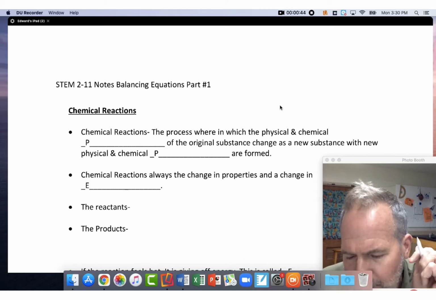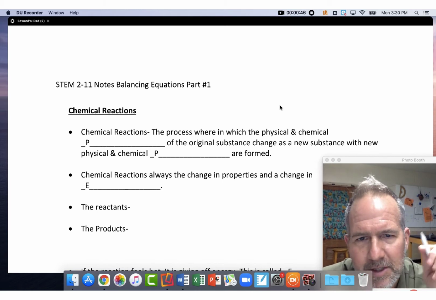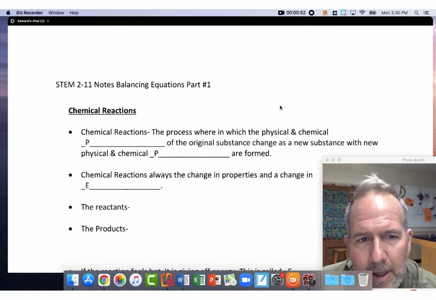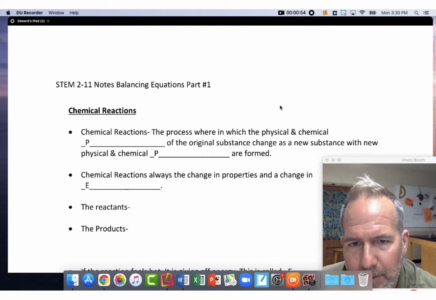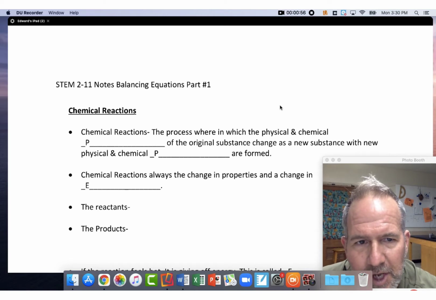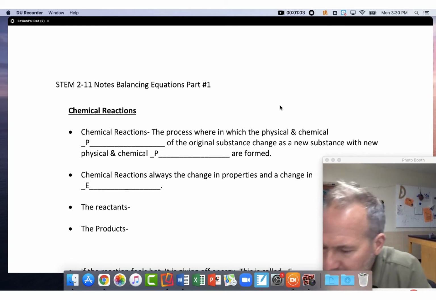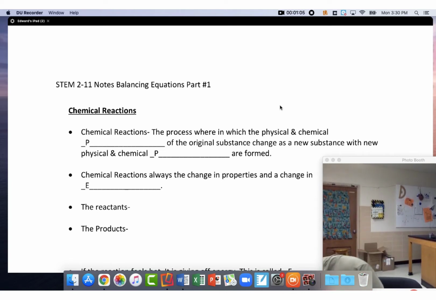Well, we're going to put this in a real quick, easy definition, and what we're going to say is a chemical reaction is a process where the physical and chemical properties of a substance change as a substance with new chemical or physical and chemical properties is formed. So what we're going to say is the properties change. And let's write that out right now.